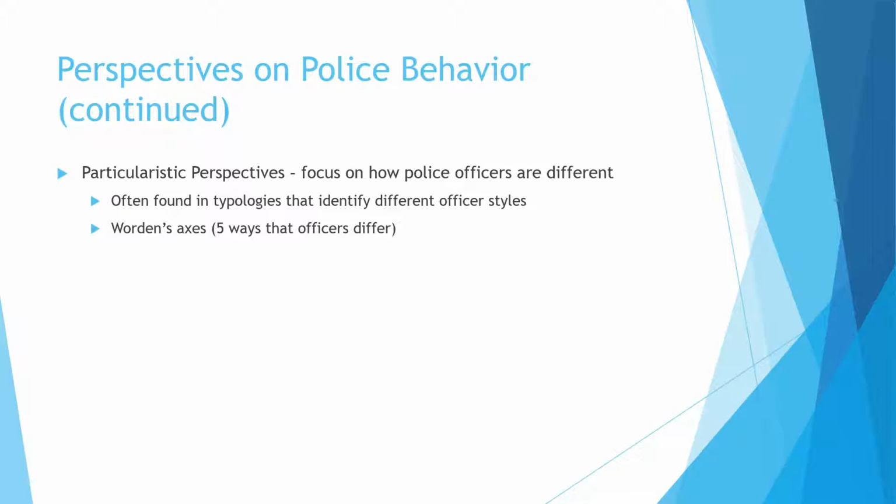So Warden identified 5 different ways that police officers can differ. These, he felt, were important aspects of policing that could explain a lot of the differences between and among police officers. So what are they? Well, first of all, what is their worldview? How do they view human nature? Are they cynical?